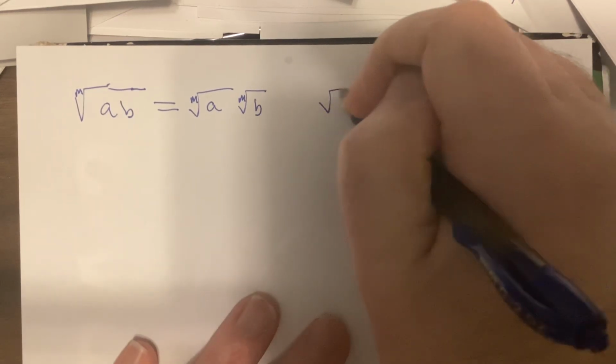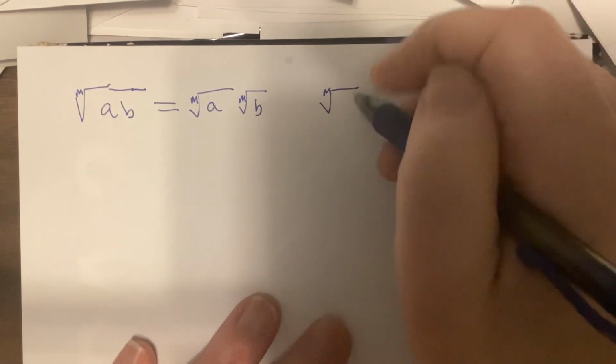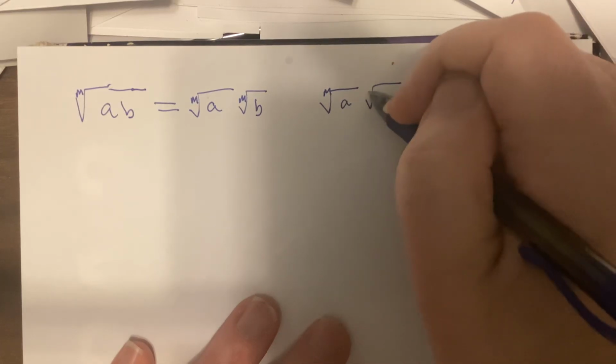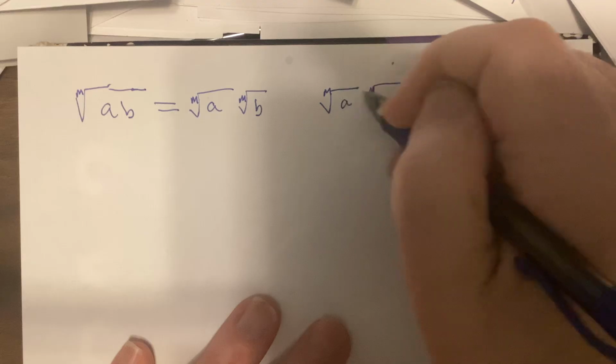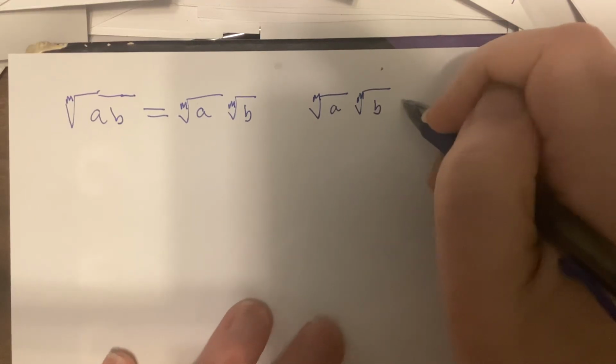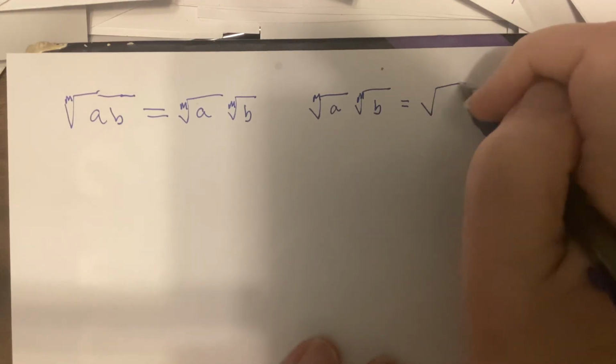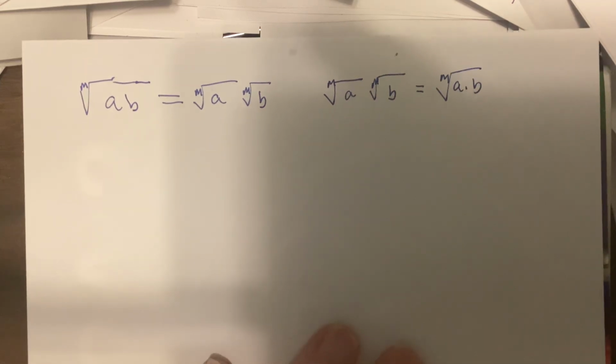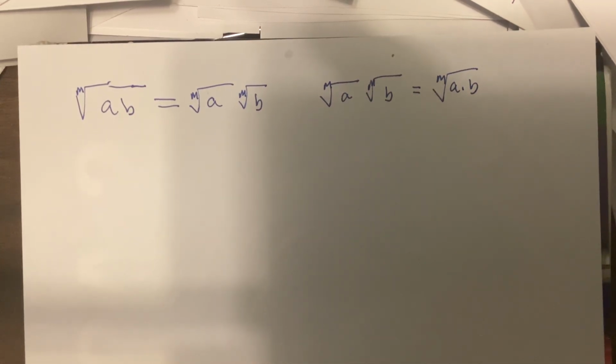If I have a radical of something times the same radical, it has to have the same index, I can combine that to the product of the factors.